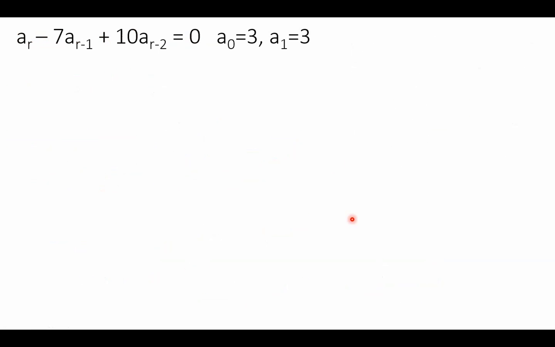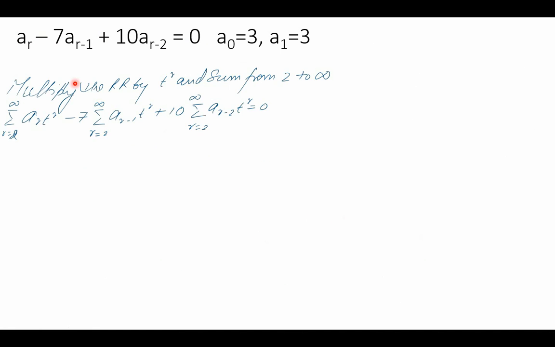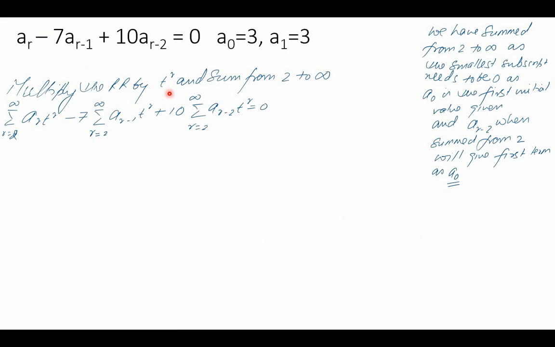a_r minus 7a_(r-1) plus 10a_(r-2) is equal to 0, right? So once again we'll begin in the same manner. Multiply the recurrence relation by t to the power r and sum from 2 to infinity. Now please pay attention. We have summed it from 2 to infinity, as the smallest subscript over here is a_(r-2), and I want to make it a_0. Why? Because the initial value is given as a_0. So what I'll do is I'll start it from 2.